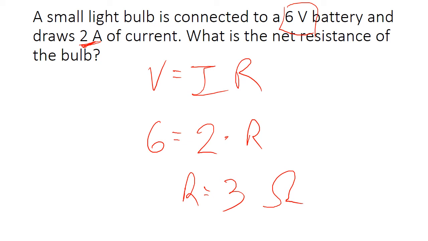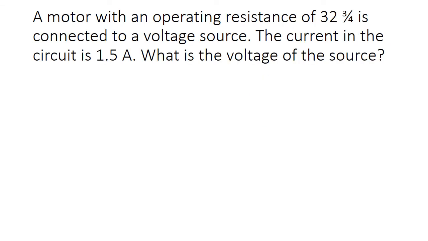Awesome. Let's do one more. A motor with an operating resistance of 32 and 3 quarters ohms is connected to a voltage source. The current in the circuit is 1.5 amps. What's the voltage of the source? Ew, gross. For this class, please don't ever use fractions like that, unless you're measuring something distance-wise, then you'll have to. We're going to go 32.75 for anything electrical. Okay, so please pause the video and see what you get, and then I'll help make sure you're right.